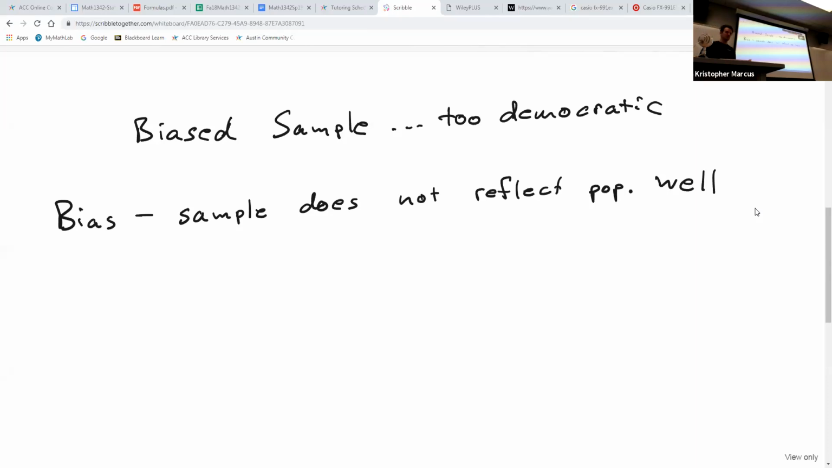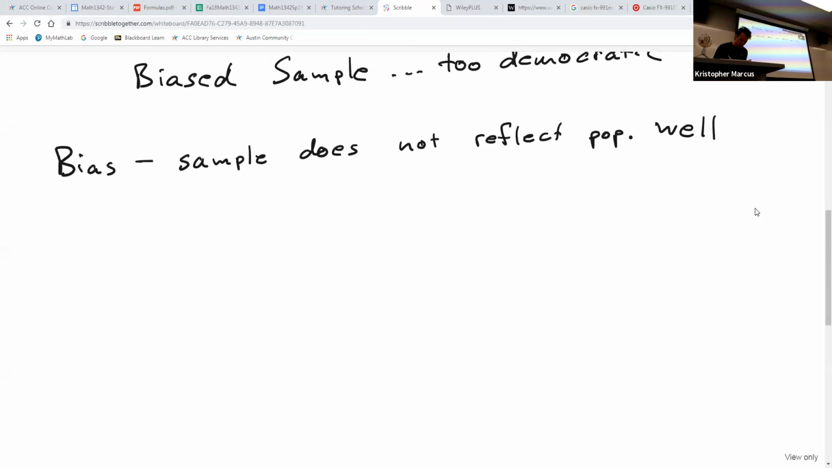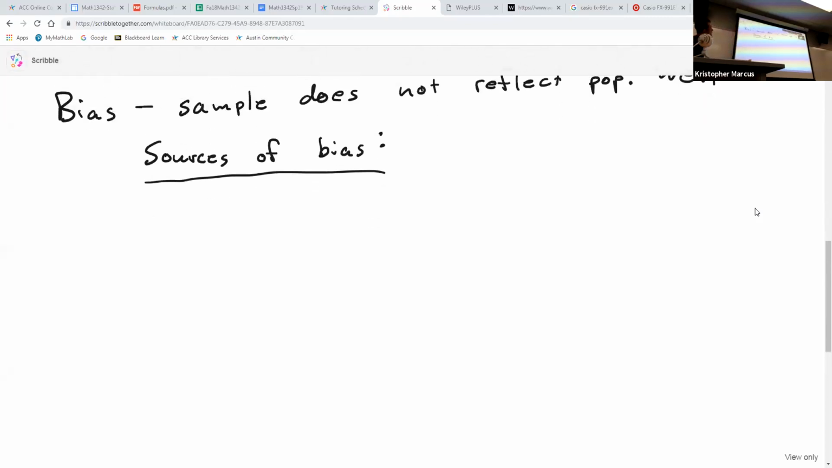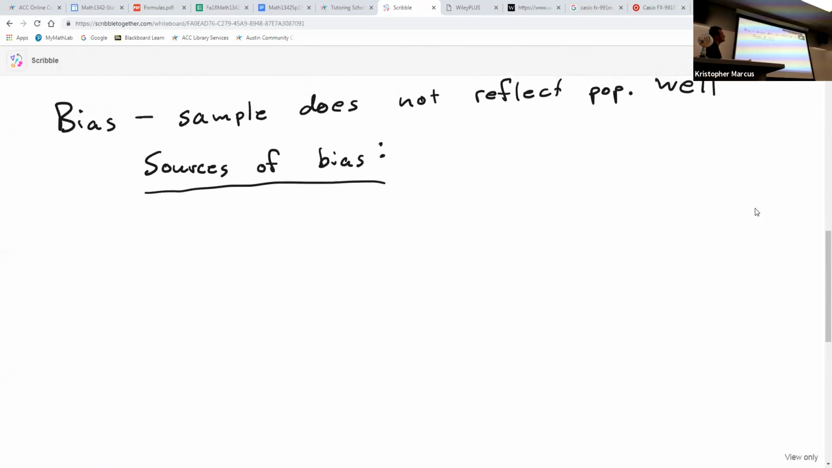And there's different types of bias that come up. So why don't we just go ahead and list some sources of bias and discuss how these occur or what they do in terms of the overall data. The sample does not reflect the population well. The first one, the book has one called sample bias.